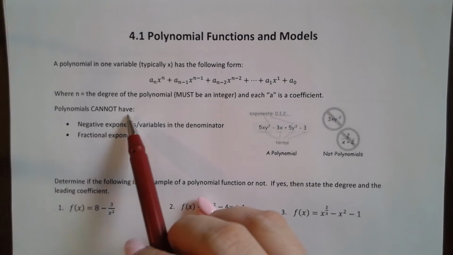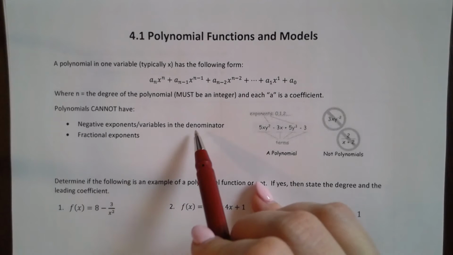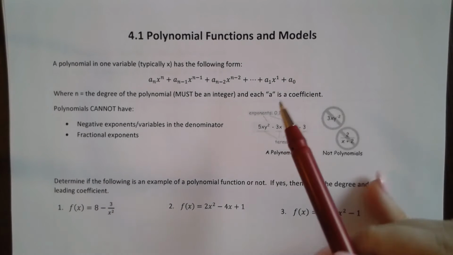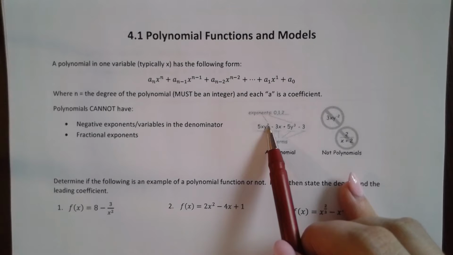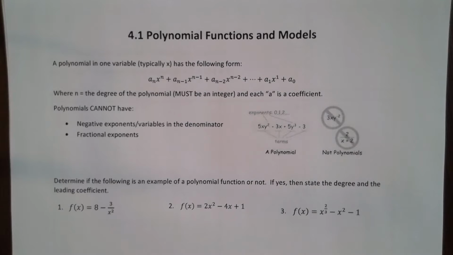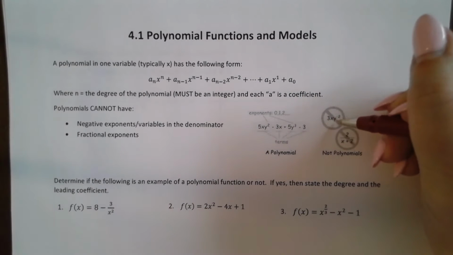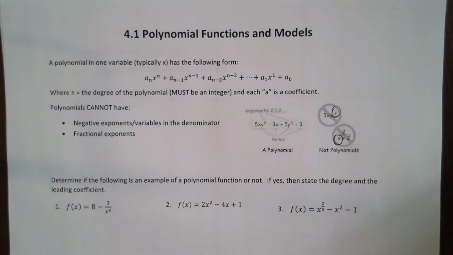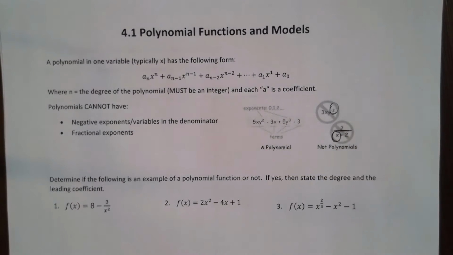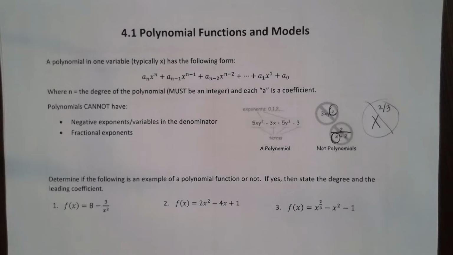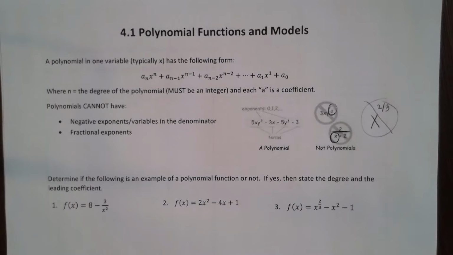Okay, polynomials cannot have negative exponents or variables in the denominator or fractional exponents. So our exponents have to be integers. They cannot be negative, they cannot be in the denominator, and they cannot be fractions. So if we have 3xy to the negative 2, that is not a polynomial. If we have x on the bottom of this fraction here, that is not a polynomial. If we have x to the 2/3, that is not a polynomial.